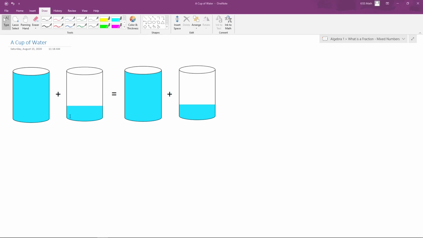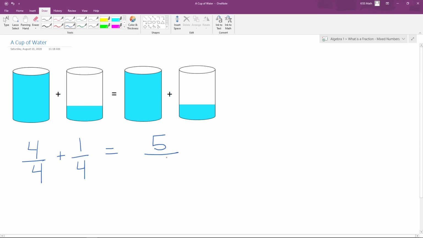So let's keep going and add another 1/4 cup of water. So we have 4/4 of a cup plus 1/4. And mathematically, that's going to give us 5/4. But what does that mean, though? If you look at it visually, you can see that this cup is already full of water. I can't pour this 1/4 cup into here anymore because it's already full.